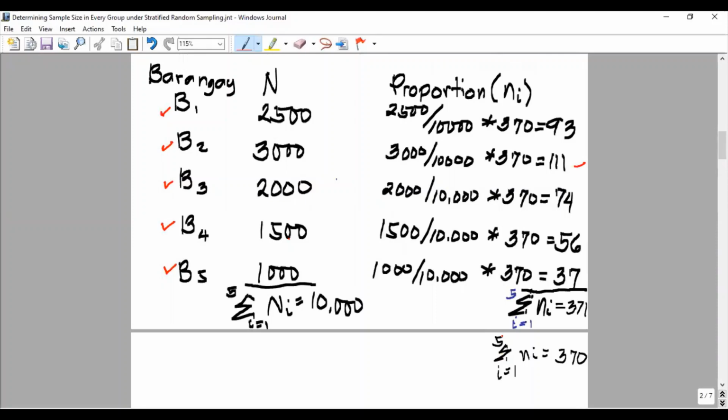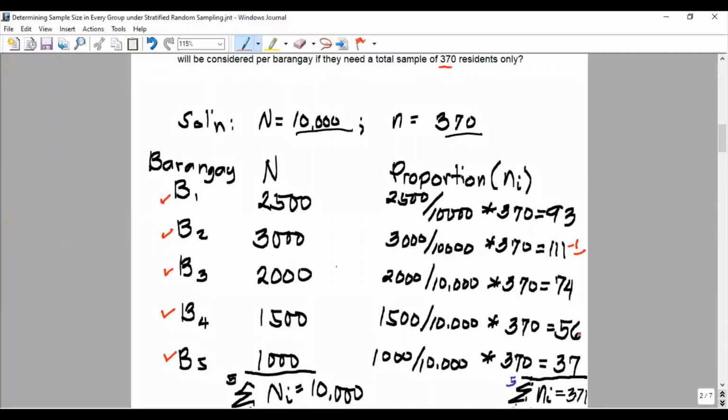So we have B2 with 111 sample size. So we remove one there, and we have minus 1 here to get 370, to be the same with the required sample size that is being given in our problem.